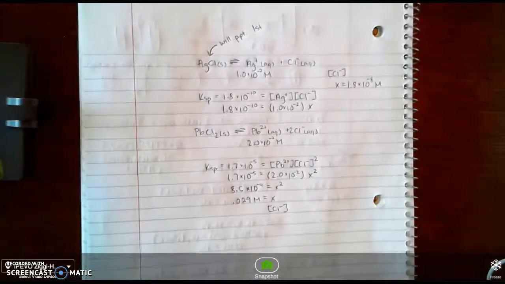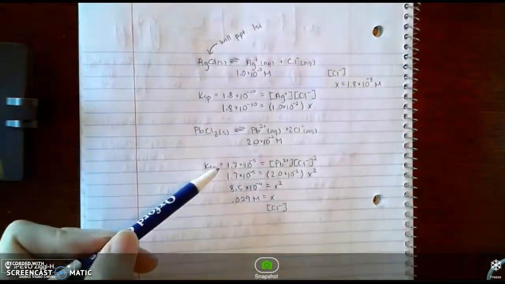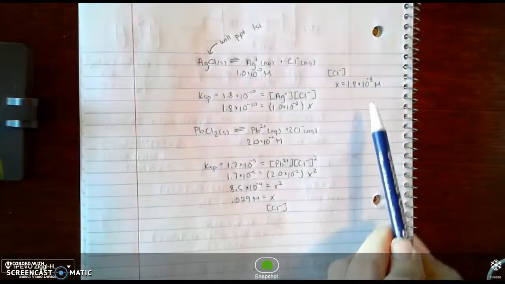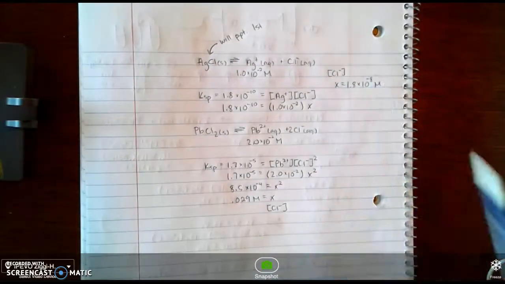So if I was trying to separate a mixture of silver and lead, I could precipitate the silver, leaving the lead in solution, if I added just a very small amount of chloride.